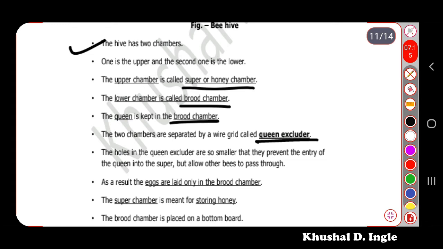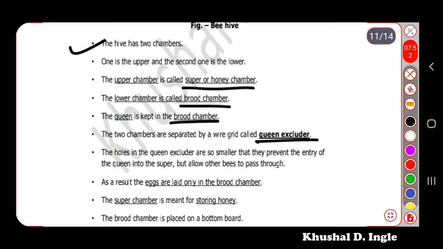So in between these two chambers, one hole will be kept. For which purpose? For the movement of the workers. That hole or path contains the wire grid, which will allow only the workers, because workers are smaller in size but the queen is larger in size. That's why the queen will not move from the lower chamber to the upper chamber, but workers will move from the upper chamber to the lower chamber and from the lower chamber to the upper chamber.